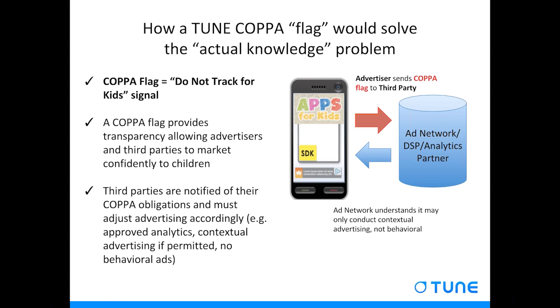So a COPPA flag is essentially a signal that the site or app would send, and it's essentially a do not track for kids signal. And it really provides transparency, because for those advertisers and third parties that want to market to children but want to do it in the right compliant way, a COPPA flag provides transparency. So once the site or app notifies the ad network, for instance, that they do have content directed to children, then the ad network should adjust its advertising accordingly, only using approved analytics, no retargeting, no OBA, contextual advertising if permitted.